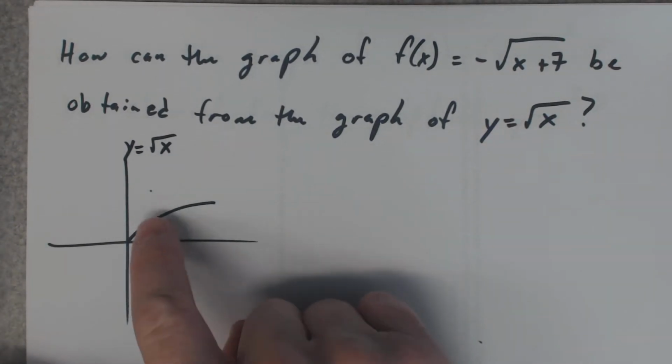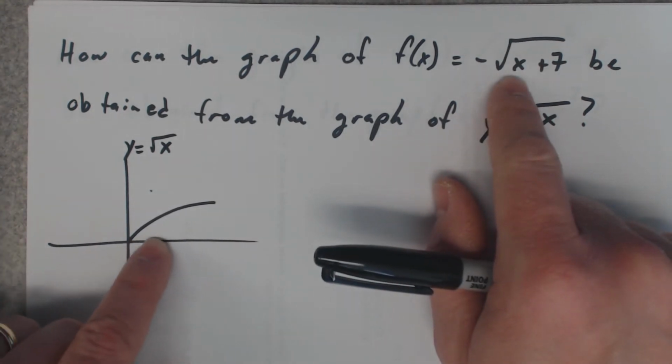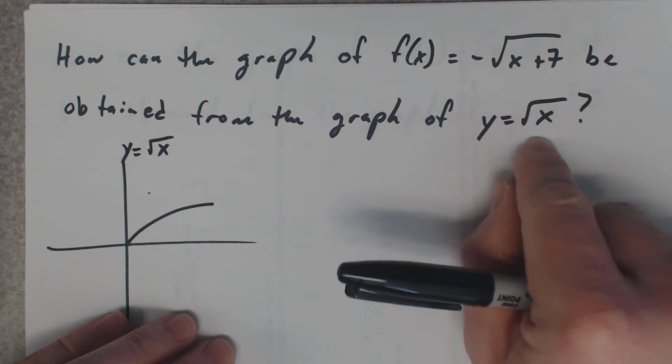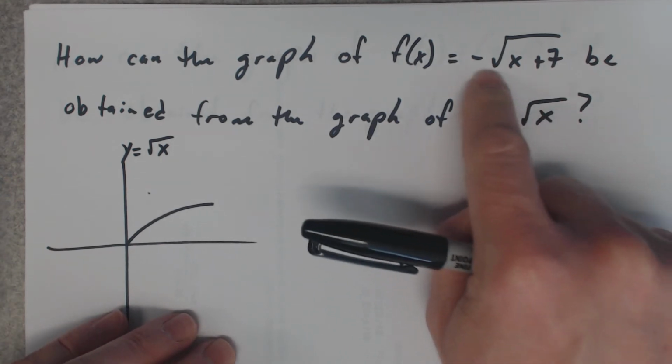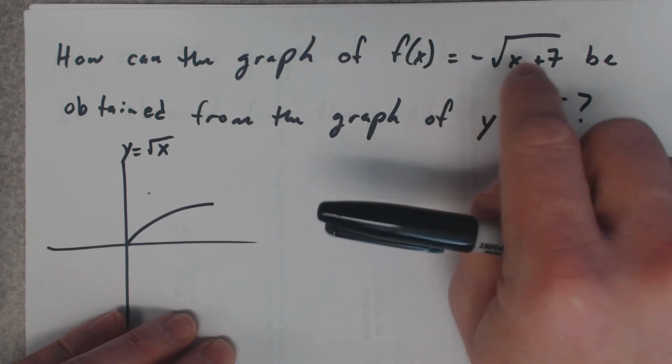And this is the parent function. It's the parent of this, right? This guy right here is going to look like this somehow or another. And the differences between it, there's a +7 and there's a minus out front. And both of those will do a specific thing.